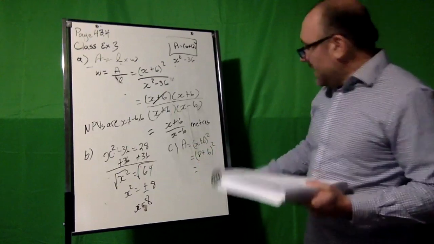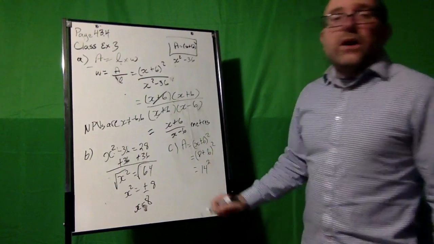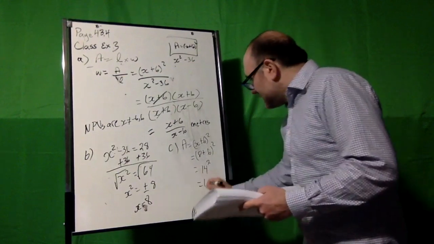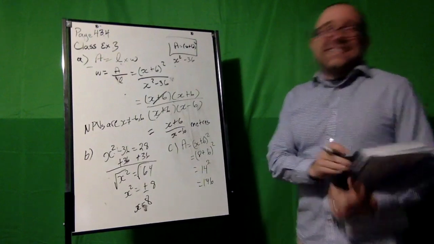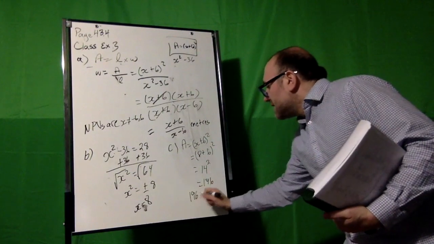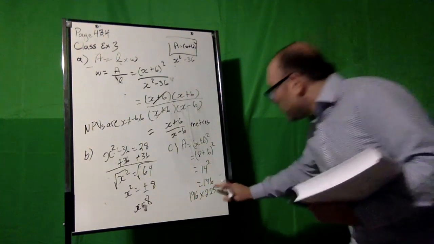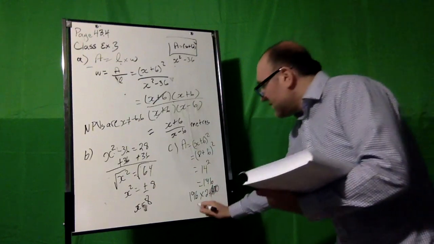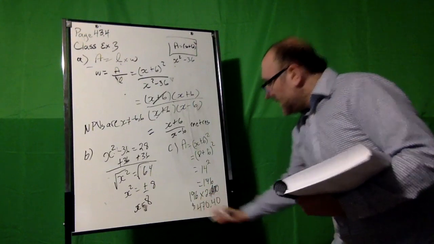So what's going to happen from there? 8 plus 6 would be 14 squared. Well, 14 times 14 ends up to be 196. Okay, and then what do we have to do from there? 196 is the area. So now we have to times it by $2.40. 196 times $2.40, and then you're going to get $470.40. That's how much it will cost.